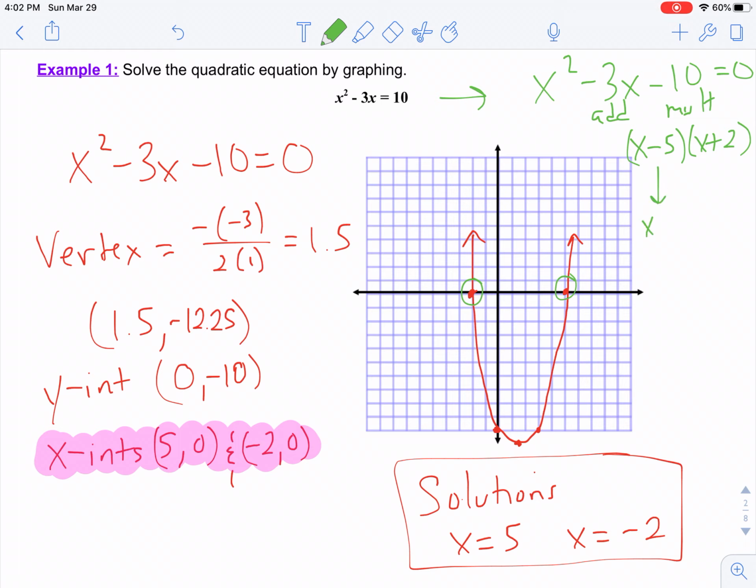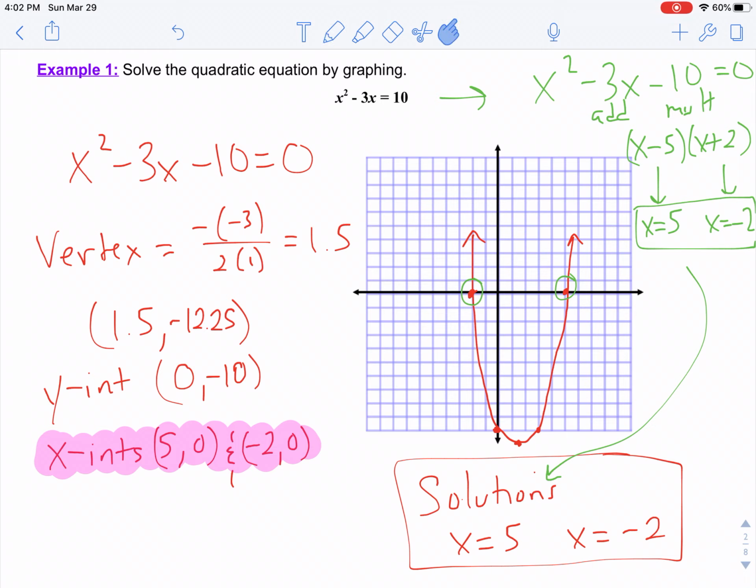So this piece, your x value is going to be +5, and this piece, your x value is going to be -2. Those are the 2 values that make this equal to 0. Those are your 2 x-intercepts. Those are called the zeros of the function. They're also called the roots of the function, or the solutions of the function. That's what we're after, those 2 values. Those are the solutions to this quadratic function, x equals 5 and x equals -2.